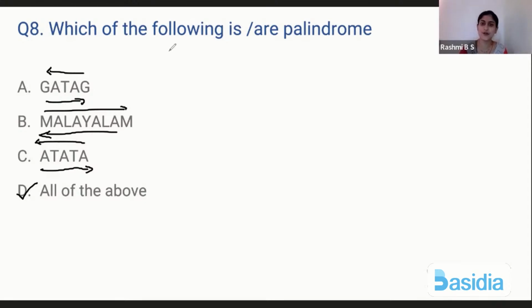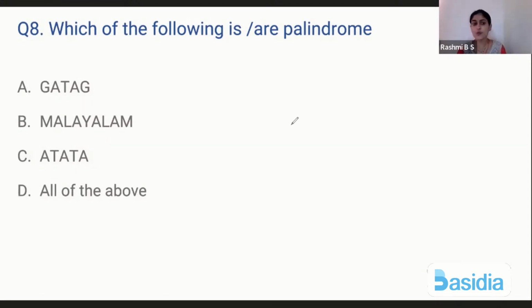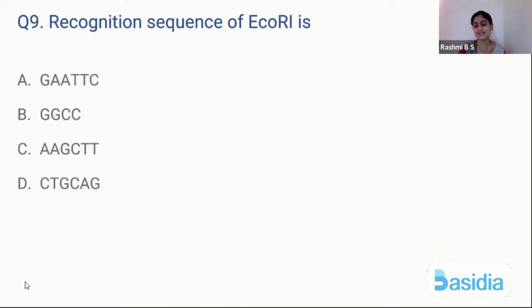Yes, children, good job. I put this question to confuse you, as you would be thinking only about gene sequences. Look at the question: I'm asking about the palindrome pattern. Not an issue, beta. All the best.